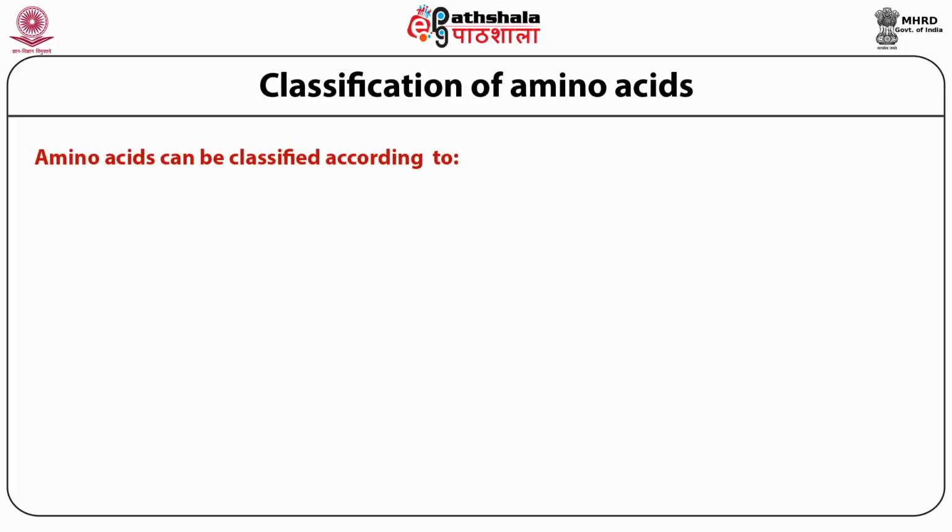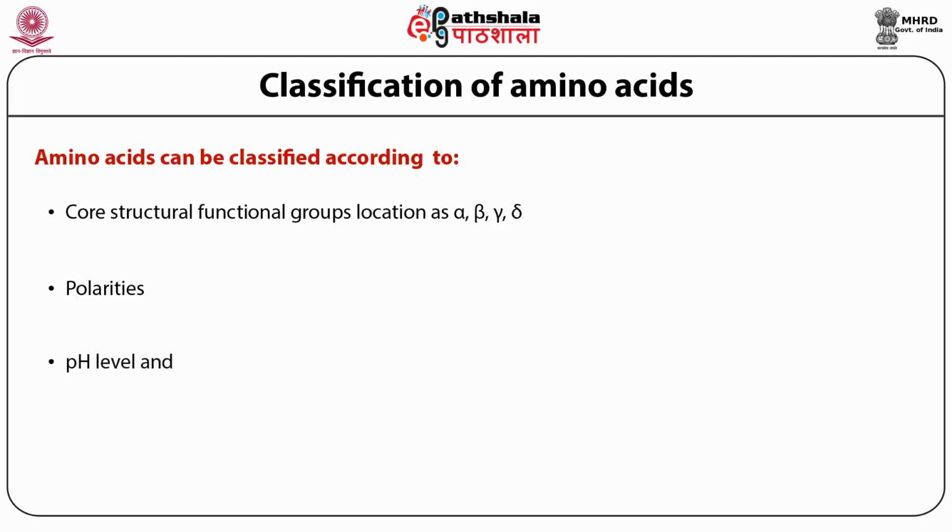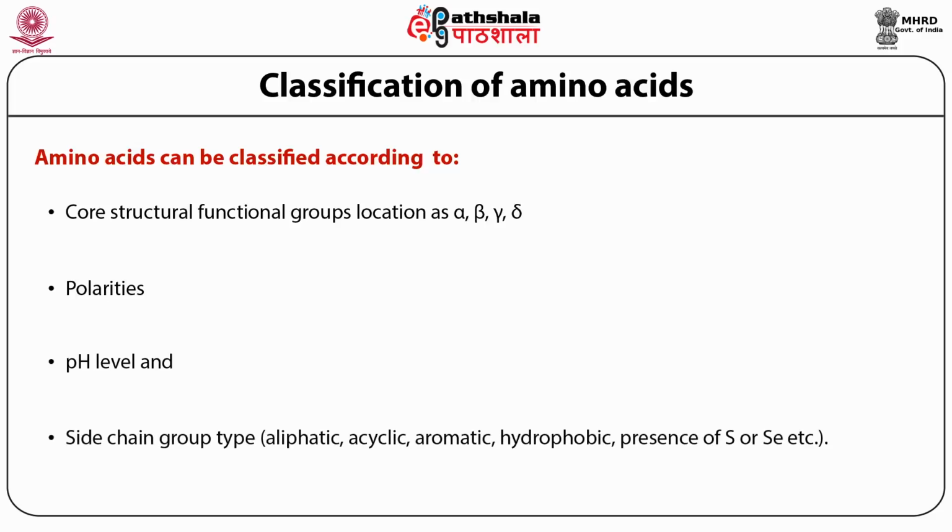Amino acids can be classified according to core functional group location as alpha, beta, gamma, and delta; based on polarities: positively charged, negatively charged, non-polar, polar; based on pH level; based on side chain group type: aliphatic, acyclic, aromatic; hydrophobic, presence of S, etc.